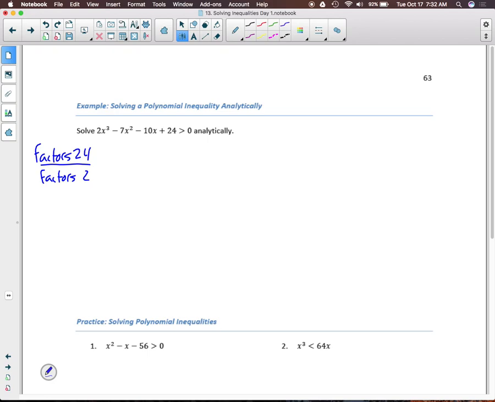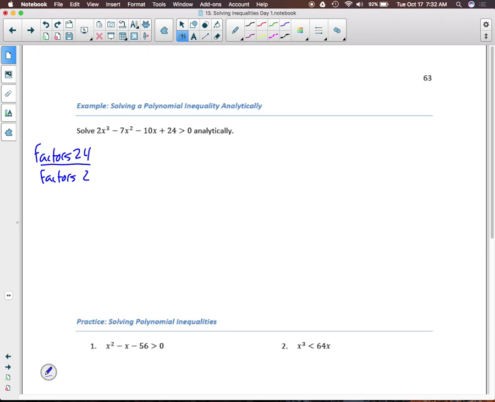over factors of 2, and that's going to give me a big old list of a bunch of numbers. I'm not going to write them all out, but I get plus or minus 1, plus or minus 2, plus or minus 3, 4, 6, 8, 12, 24, 1/2, and 3/2. So like, a lot of them.